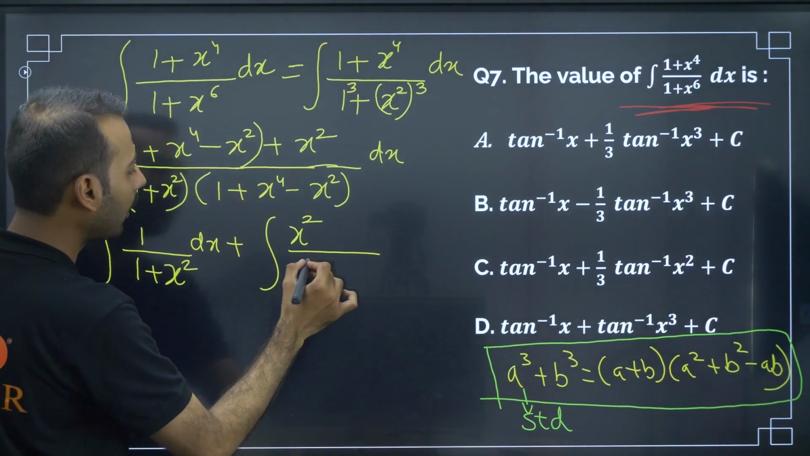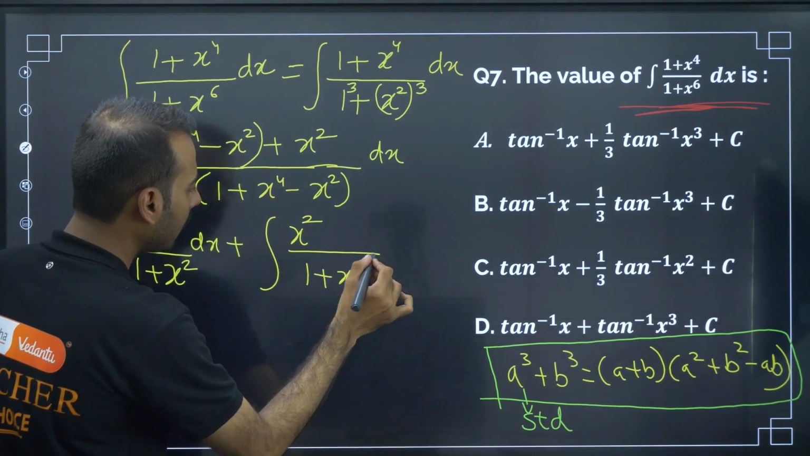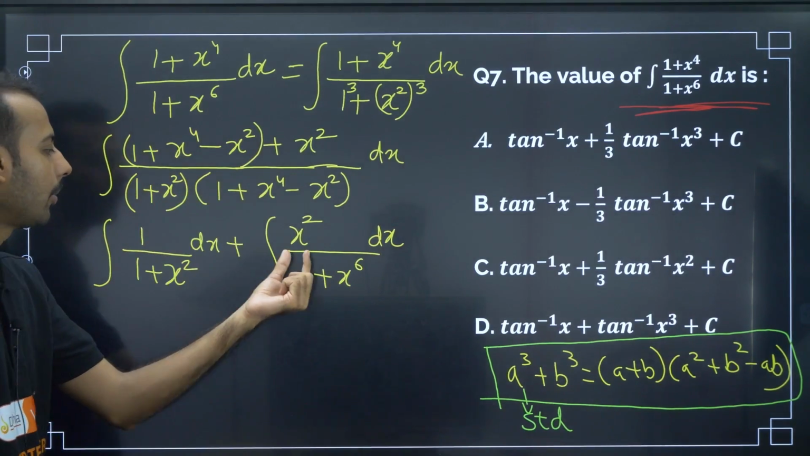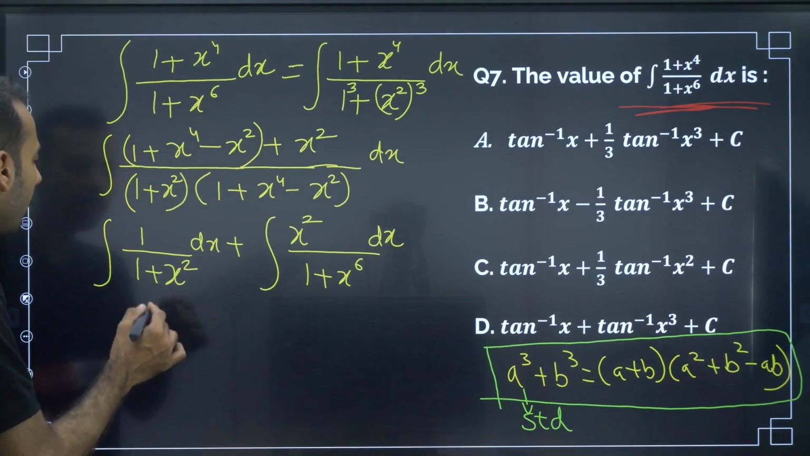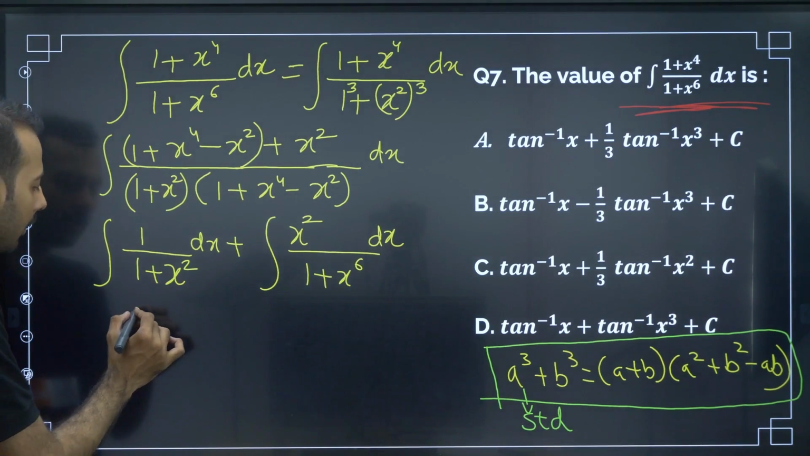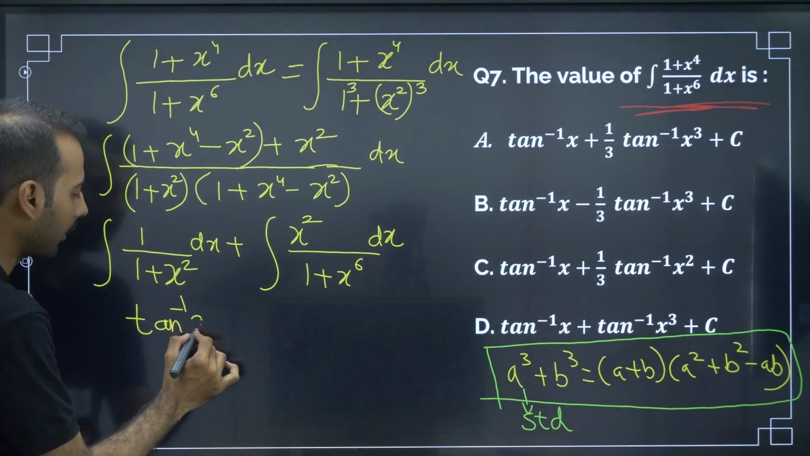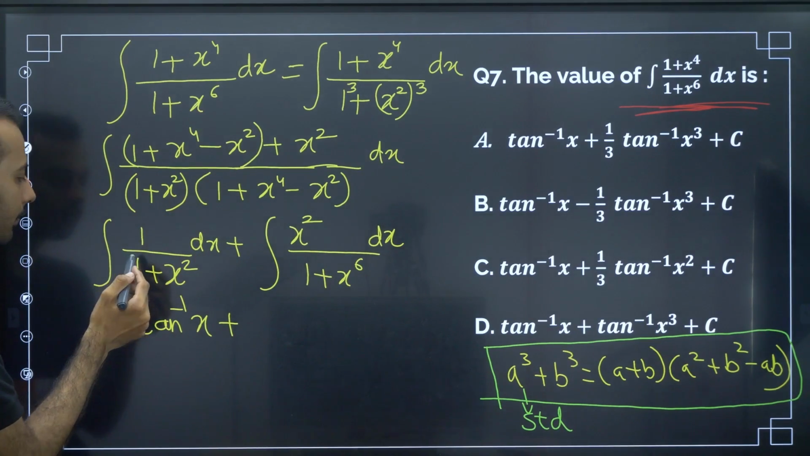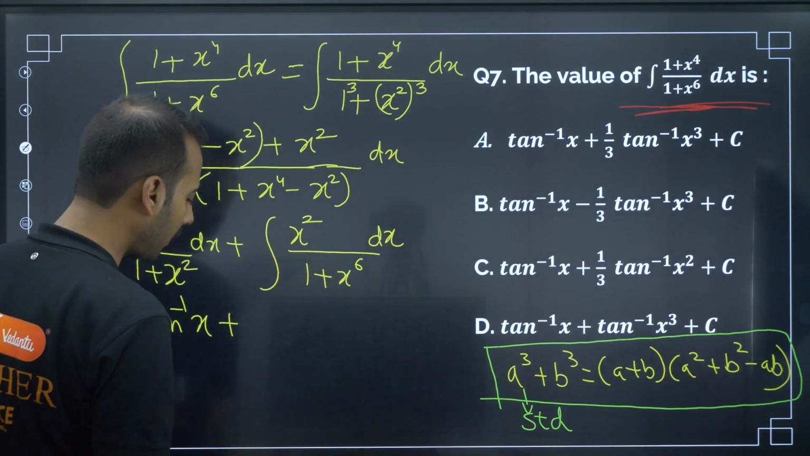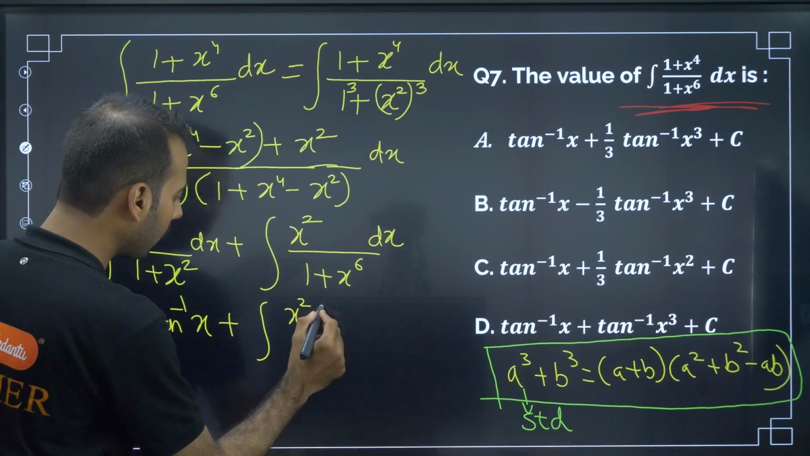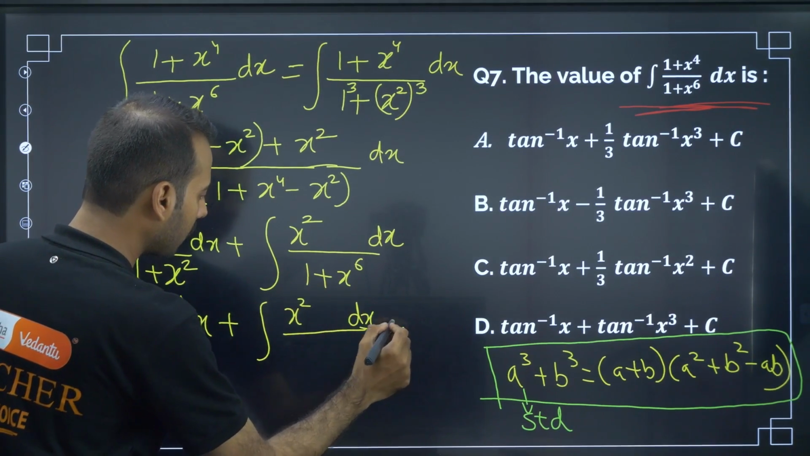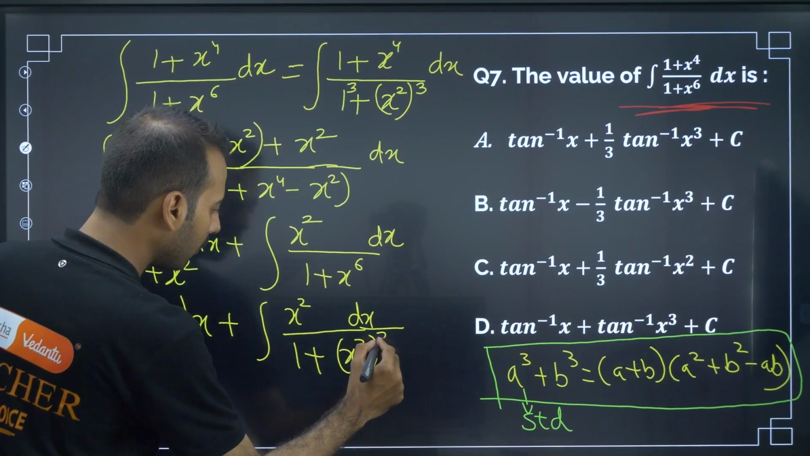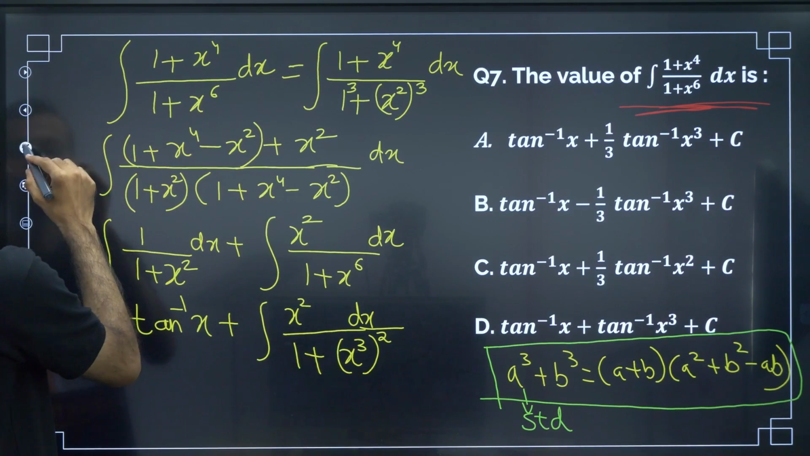So for this, let me write this as 1 plus x6 only. After multiplication again we will get same only, so I am writing like this. Integration of 1 by 1 plus x square is tan inverse x plus, so standard integral it is available. So after manipulation we got this plus x square. For this again we have to go for manipulation, x square dx by (1 plus x cube) whole square.